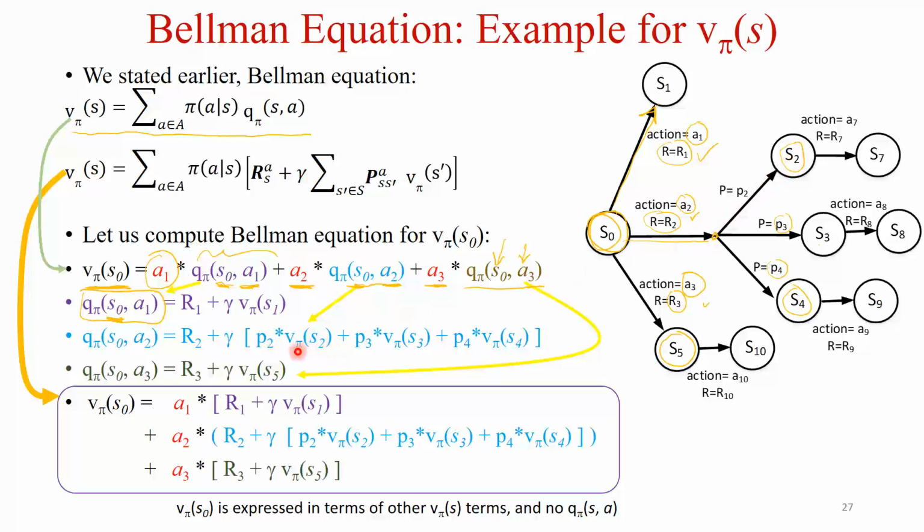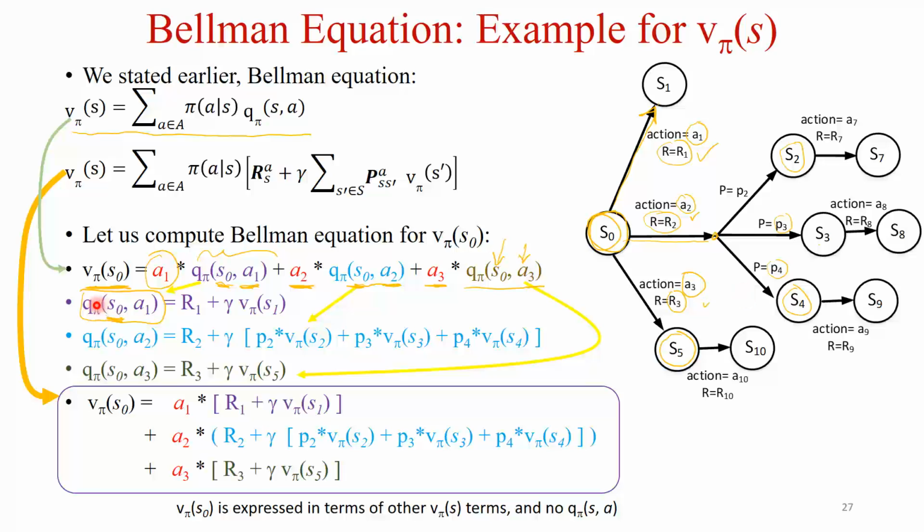probability P2 of going to state S2, so I multiply by the state value of S2, plus probability P3, which is right here, multiplied by the state value of S3, plus probability P4 multiplied by the state value of S4.